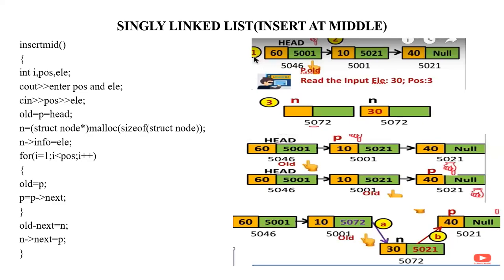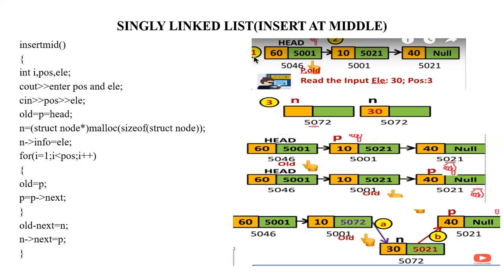So n is going to be, data part is going to be 30, and the link part is equal to 5072. So now this 5072, I'm going to copy paste in the node which is going to be previous to my new node. That is 5001, 5046. This is your P old. Here only I'm going to insert my data. So 5001 is going to be replaced by 5072, and in the link part of the 5072, I'm going to replace it with the 5001. So we will see the diagram program now.